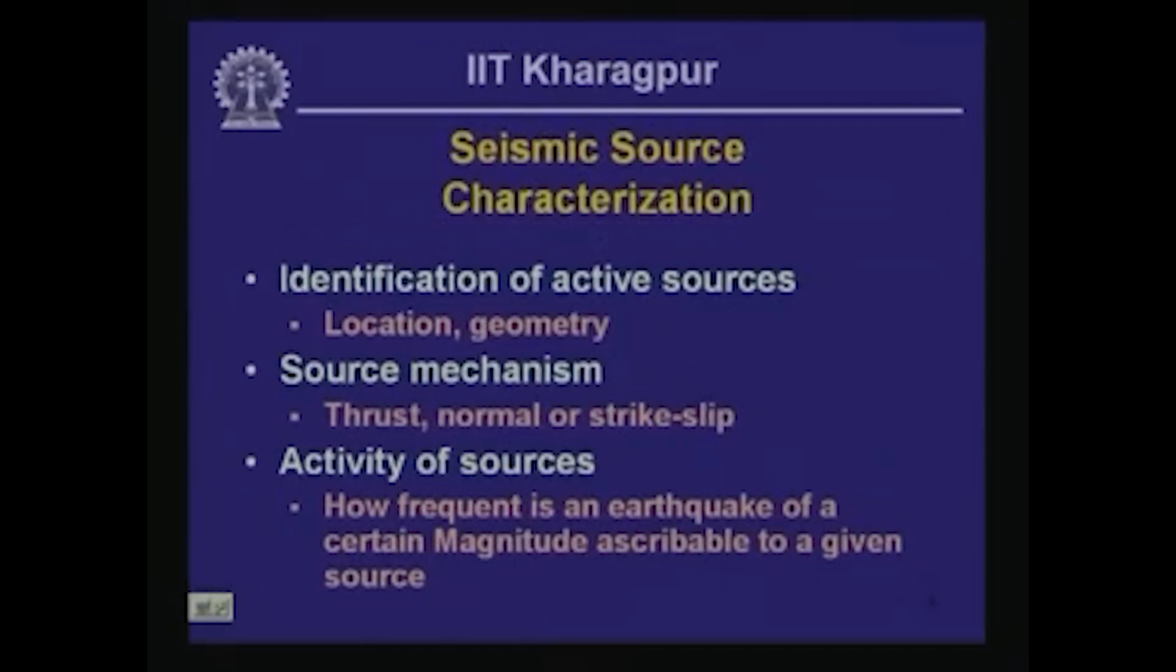Okay. Now, I also indicated earlier that the major involvement of engineering geologists in seismic hazard assessment is in seismic source characterization. So, what are the tasks here? The tasks include identification of active sources, location and geometry of the sources, source mechanism, whether you are looking at thrust faulting or normal faulting or strike slip faulting, and thirdly, what is the activity of the source? In other words, how frequently is an earthquake of a certain magnitude, ascribable to a given source, likely to be exceeded within a certain time frame. So, these are the things that need to be estimated for seismic source characterization.